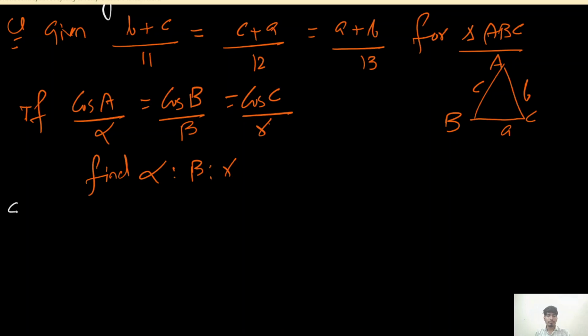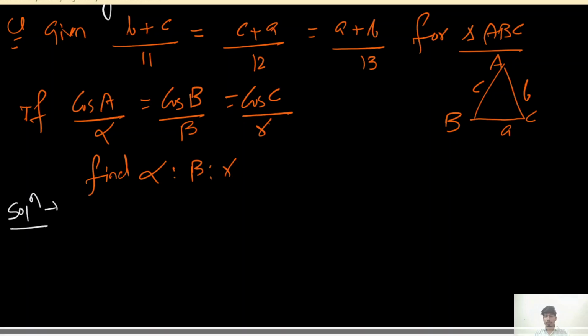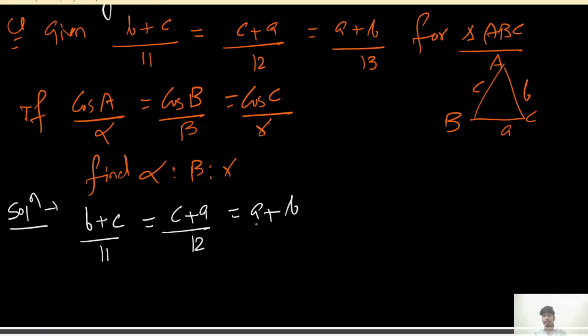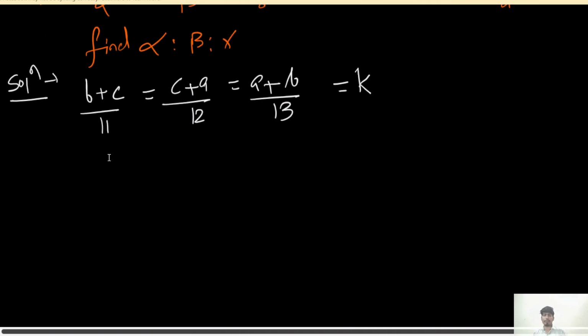Then the solution of this. What is the given condition? Given condition is (b plus c) upon 11 is equal to (c plus a) upon 12 is equal to (a plus b) upon 13. Okay, student, let this be equal to k. Then we get b plus c is 11k, c plus a is 12k and a plus b is 13k.